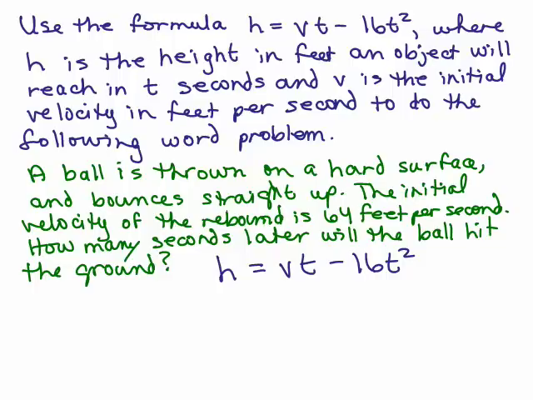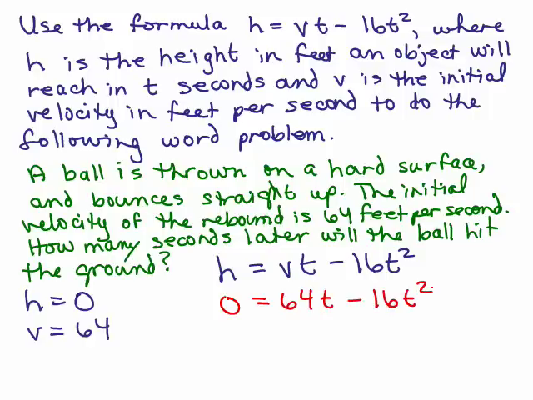So, do we know h and do we know v? Well, the trick is that h, we want to know when it hits the ground. That means the height is at 0. It's not up in the air at all. So h, we're going to put in 0 for h, and v, the speed or velocity, is 64 feet per second. So we're going to plug in the number 64. So how's this look? I'm putting in 0 equals 64t minus 16t squared.